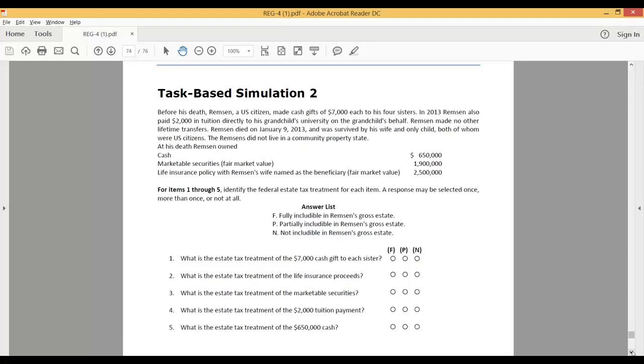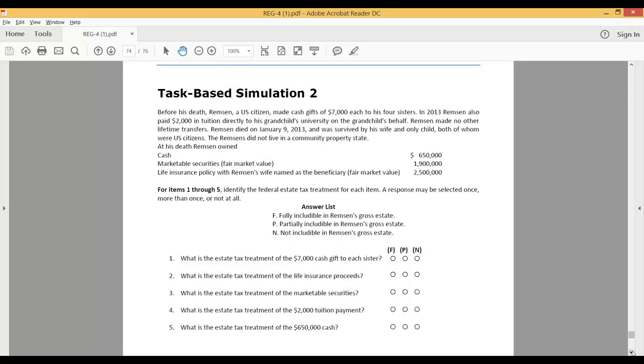Now, what is the estate tax treatment of the life insurance proceeds? $2.5 million. It's included, fully included. Does it matter if the wife has been named the beneficiary? No, it's included in the gross estate, right? The life insurance proceeds. Right.